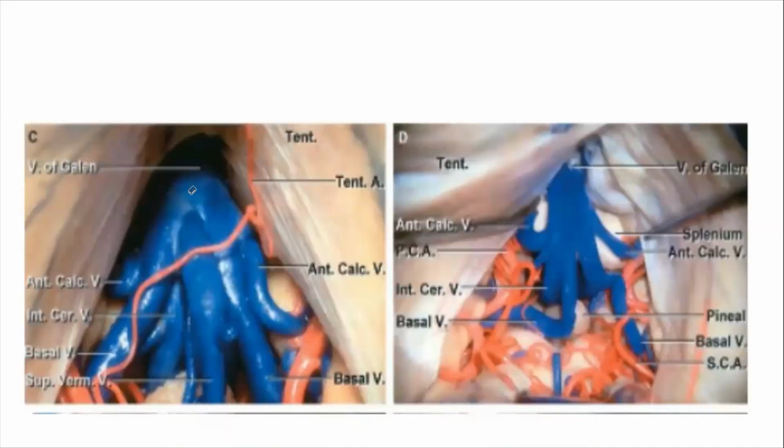In this figure, we can visualize the vein of Galen, which ultimately drains into the straight sinus. The vein of Galen is drained by the basal vein, the superior vermian vein, the basal vein from the other side, and the anterior calcarine vein.